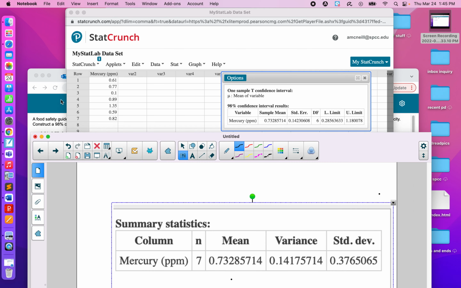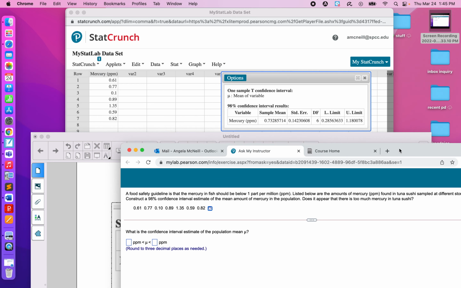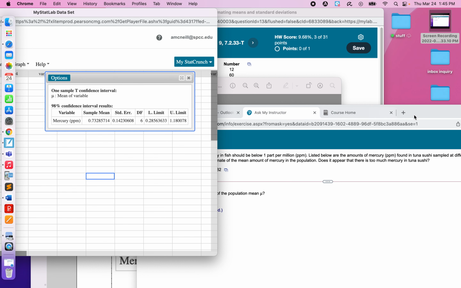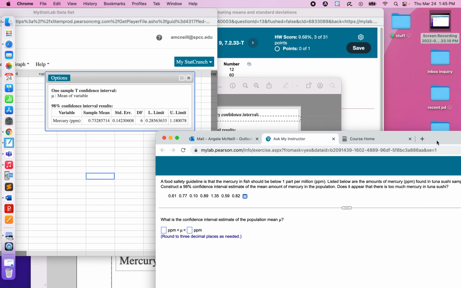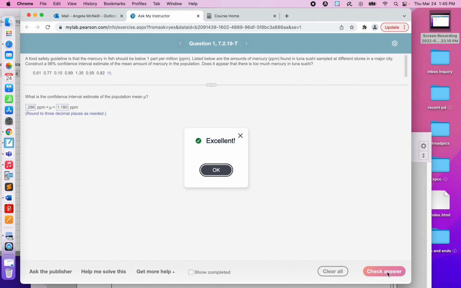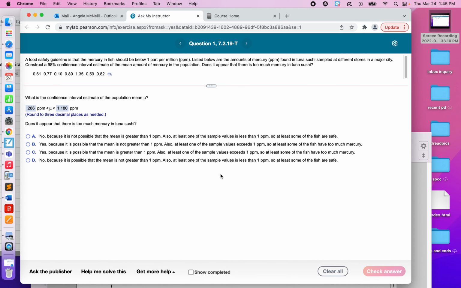All right, so if I put this in, let's see if it's right. And if it isn't, we'll calculate it by hand. I don't trust technology, so we'll see if I did something wrong. All right, so the parts per million, the lower limit rounded to 3 decimal places as needed is going to be 0.286, and the upper limit is going to be 1.180. Fingers crossed. Let's see how well it went. Excellent. I hope you found that useful.